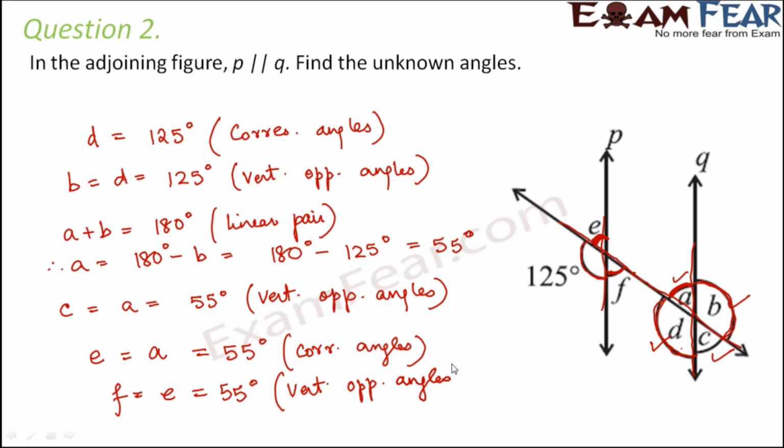So you see, just with these concepts of vertically opposite angles and corresponding angles, we could find out so many unknown angles. So angle E is 55 degrees, angle F is also 55 degrees, angle A is also 55 degrees, B is 125 degrees, C again is 55 degrees, and D again is 125 degrees. So that's how we could find out all these values.